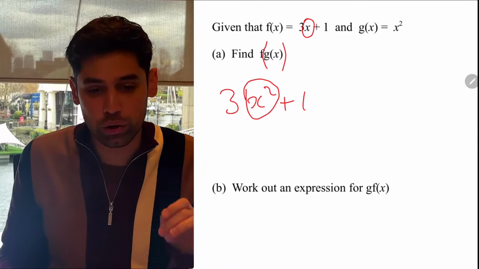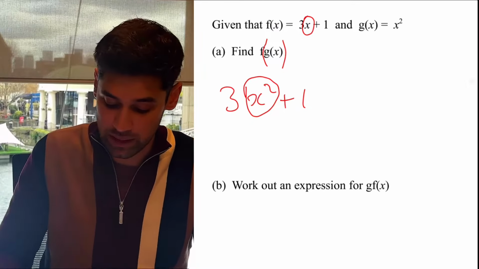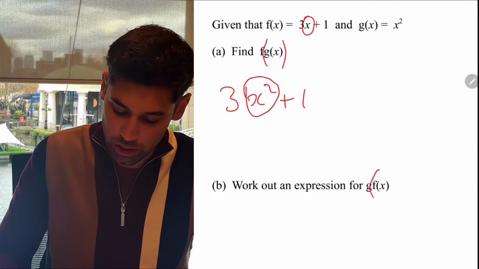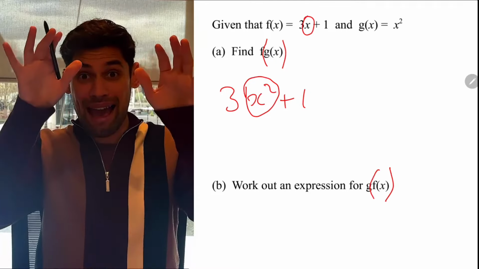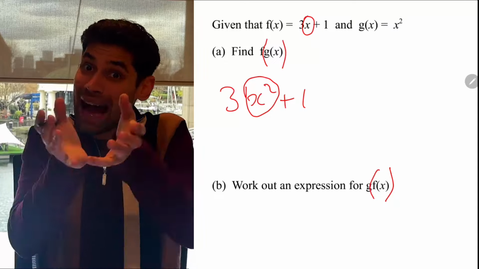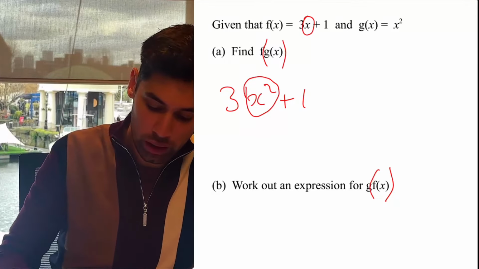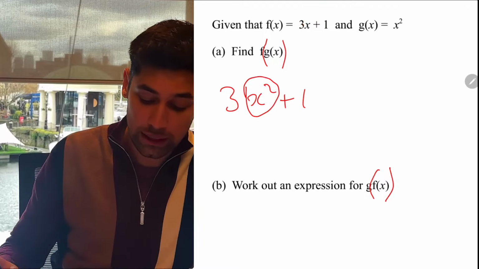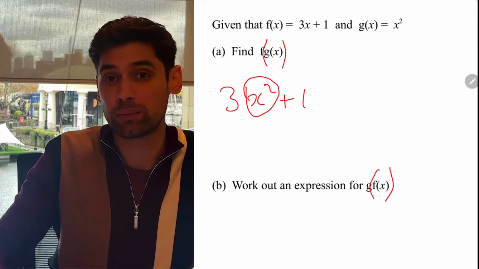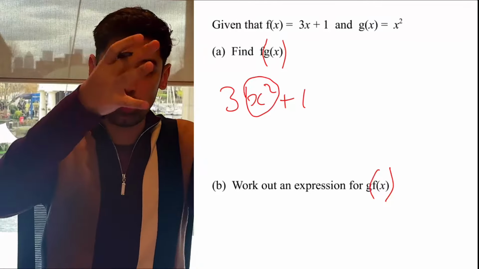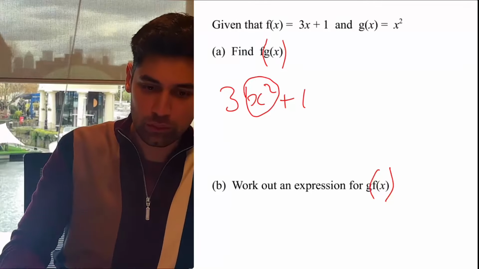Work out an expression for gf(x). This is where just the two values have been swapped around. So gf(x), we're going to take the entire f of x function and plug that into the g function. The entire f of x function is 3x plus 1. So 3x plus 1 is going to be subbed into g of x.